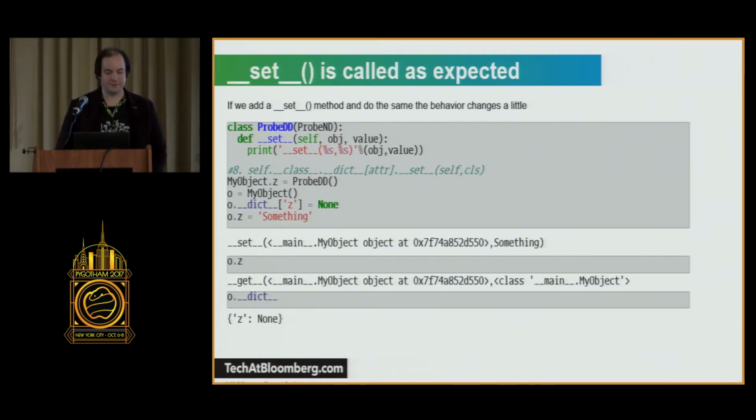Just for completeness, if we do add a set method, that set method is called when we access on the left side. So if we set a value for O.z, we can see that the set method is called, and set is telling us that something was set. Of course, that set method is not assigning any value into the instance dictionary or doing anything but throwing the value away. So the dictionary remains the same and the behavior remains the same.